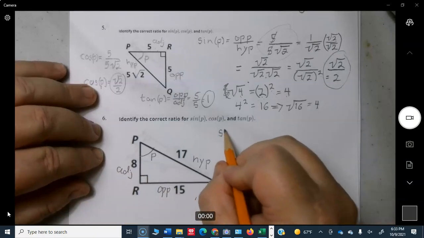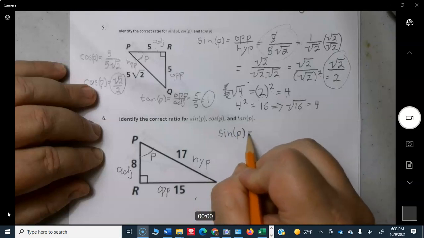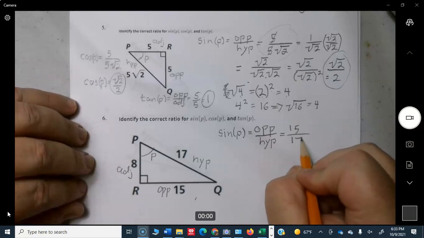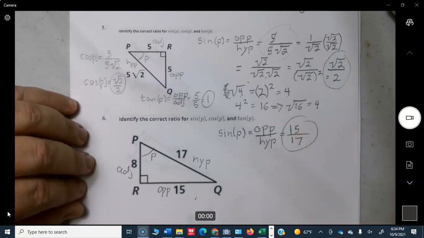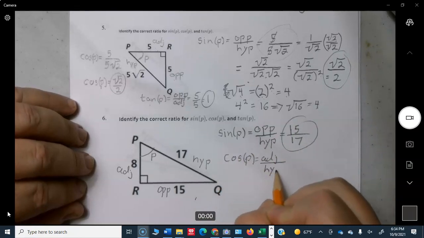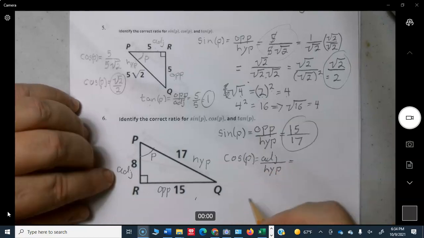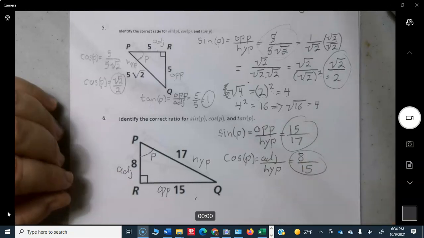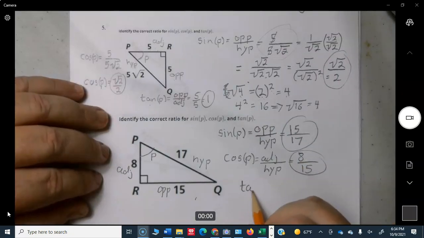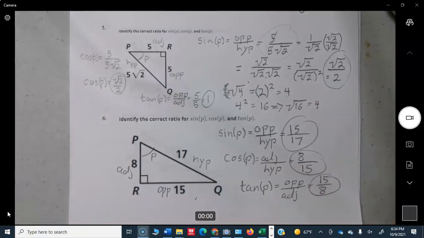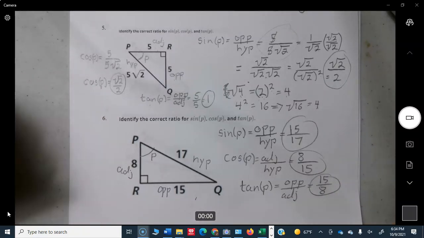All right, so sine P equals, okay, opposite is 15. Hypotenuse is 17. You can't reduce that any further, so that's the answer. Cosine, adjacent over hypotenuse. Okay, that equals 8 over 15. Can't reduce that any further, so that's the answer. Tangent, okay, and that's going to be 15 over 8. Can't reduce that any further, so that's the answer. We'll just leave the answer in that form. Okay, that's it. Let's keep moving.